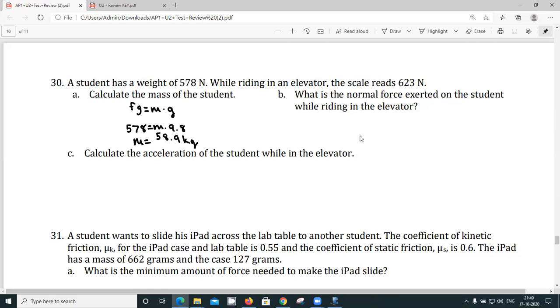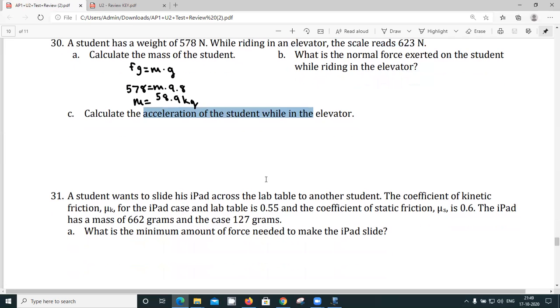So it's not always m into g. It is m into g only when it is at rest. When it is at rest, the normal force is the same as m into g. What about the acceleration of the student? I didn't calculate this. How do you do that? So it's F net equals m times a. So Fn minus Fg equals ma. And then I would just substitute everything in. Yeah, you'll get it.